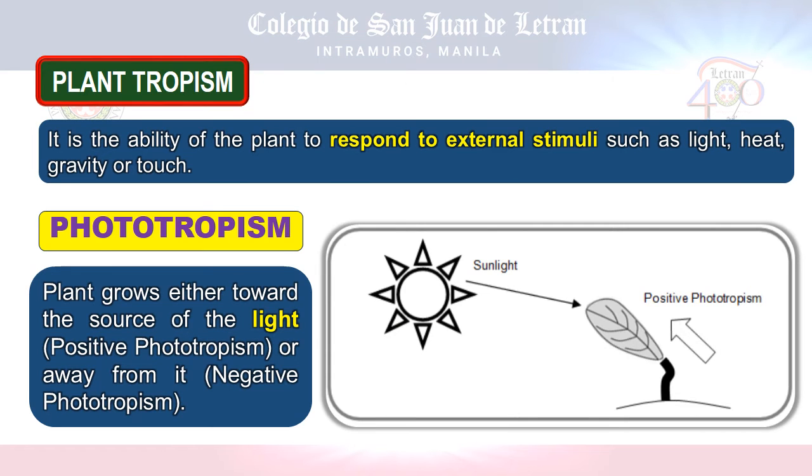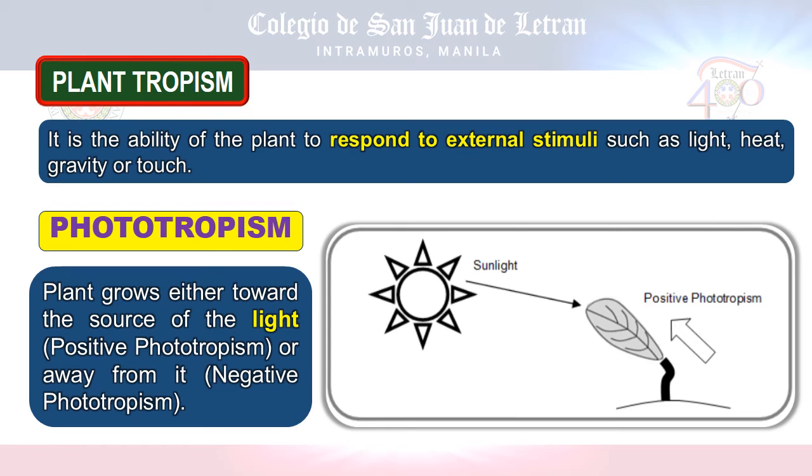Next topic, plant tropism. Plant tropism is the ability of the plant to respond to external stimuli. Plant tropisms are mechanisms by which plants adapt to environmental changes. A tropism is a growth toward or away from the stimulus. Common stimuli that influence plant growth include light, gravity, and touch.